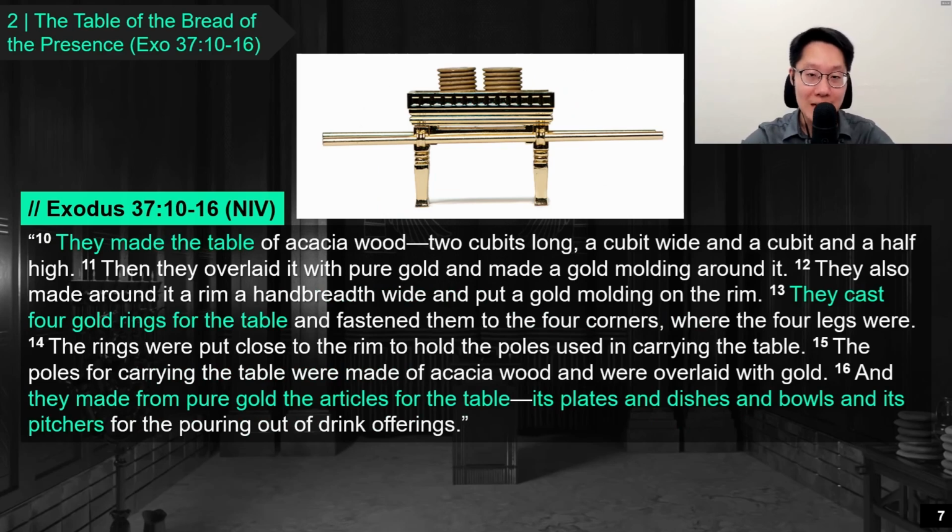And now to the second item, where Bezalel constructs the table of the bread of the presence. Verse 10. They made a table of acacia wood, 2 cubits long, 1 cubit wide, and 1.5 cubits high. Then they overlaid it with pure gold and made a gold molding around it. They also made around it a rim a handbreadth wide and put a gold molding on the rim. They cast 4 gold rings for the table and fastened them to the 4 corners where the 4 legs were.